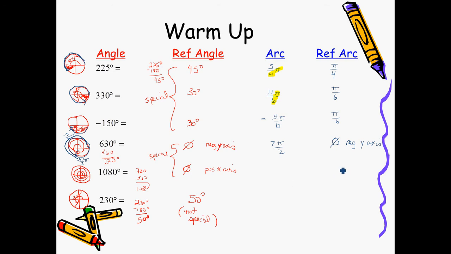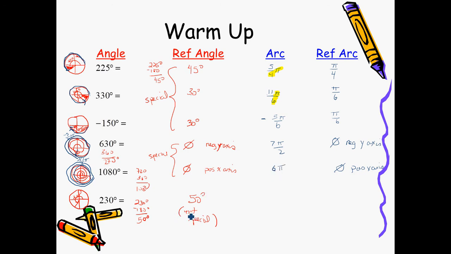1080, this is also not going to have one. This is still going to be the same. Going around once the circumference was 2 pi, 4 pi, and then what? 6 pi.